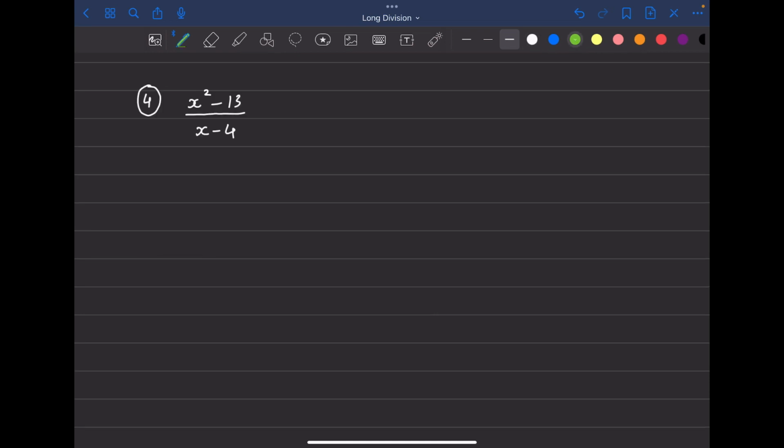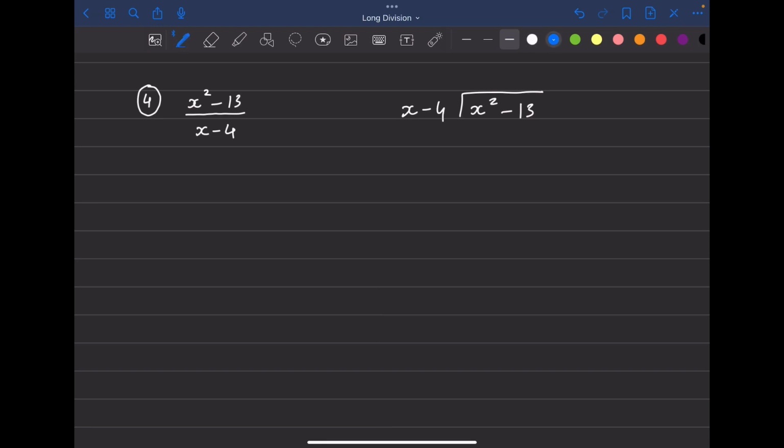Okay, question number 4. So this time we have a fraction, if you have noticed. This is the exact same as division because fractions are division expressions, so we can write it the same way. This entire thing is going to be equal to x squared minus 13, all divided by x minus 4. Once again, fractions are divisions, so that's why we did that.